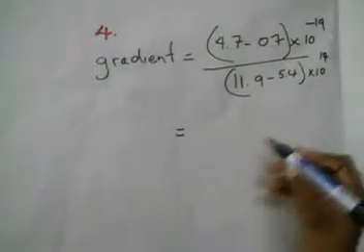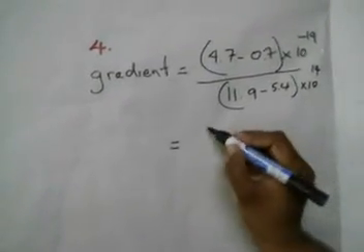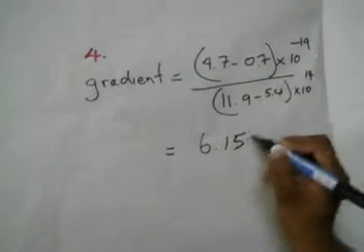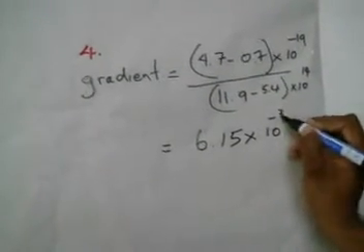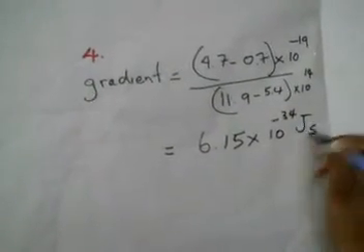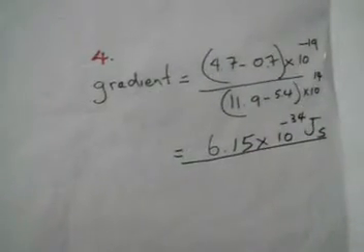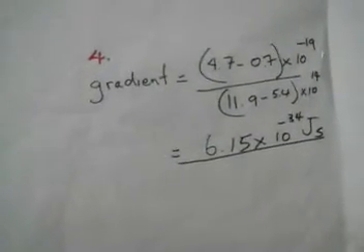Upon doing the calculation, we get the answer as 6.15 times 10 to the power -34 joule seconds. This is the value of Planck's constant.